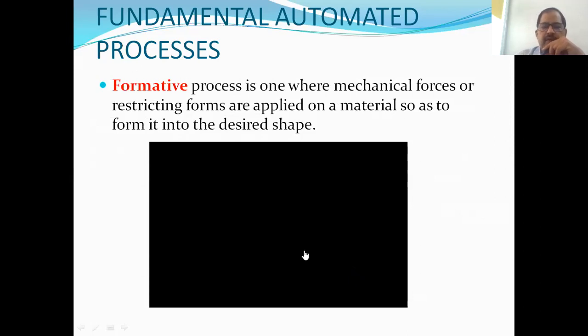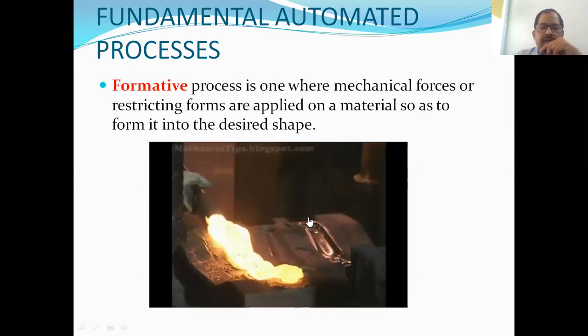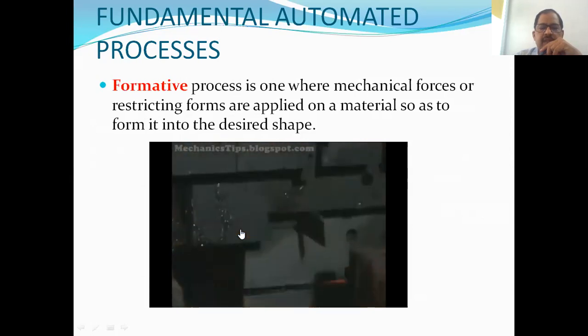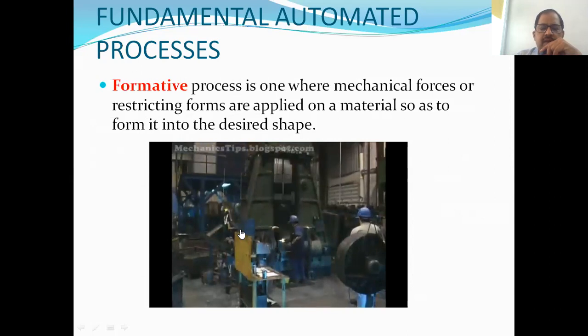Now let's see a small video for this one, so you understand what the formative process is. In the formative process, we take a metal like this. Here you see the metal is hot, and we are making the shape. These are shapes. This is a forging process. In the forging process, we are applying forces.